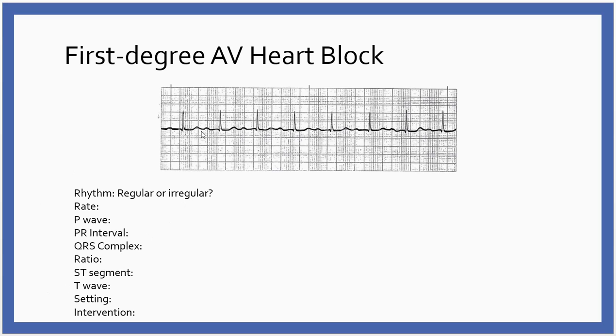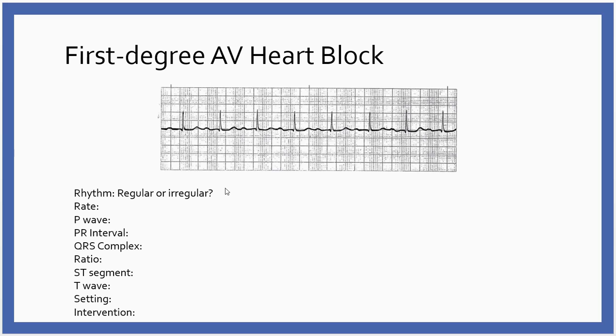T wave is upright and rounded, and then I would do a QT interval. I'm going to measure from the beginning of the QRS to the end of the T wave. Like I said, a first-degree AV block is fairly common. It really doesn't mean that the conduction system is falling apart.